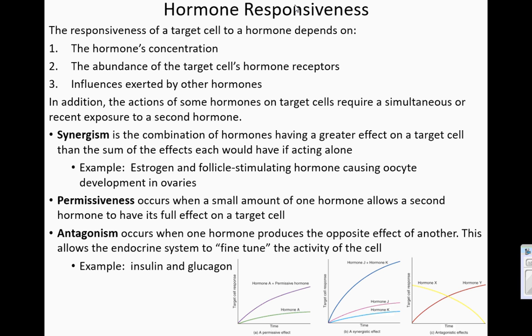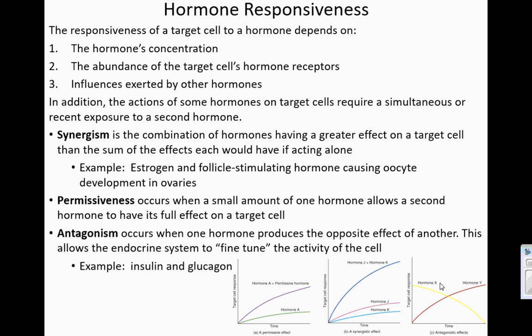And then antagonism, you can see down here with the letter C. Hormone X is elevated while hormone Y is really low, and then they flip-flop, because they do opposite things. Like insulin and glucagon. Insulin we secrete when we are high in blood sugar, like after a meal. It lowers your blood sugar. Well, after a few hours of insulin, your blood sugar might drop to the point where you release glucagon, which elevates your blood sugar. So this enables really nice fine-tuning of conditions like blood sugar.